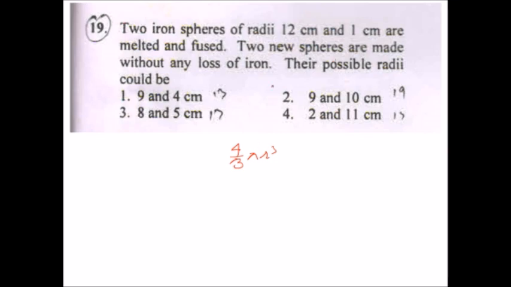In the first case, when you fuse these two spheres, the total volume will be 4 by 3 pi, taking it as common, then r1 cube plus r2 cube. Now that will be 12 cube plus 1 cube. When you add this up, you will get a value equal to 4 by 3 pi times 9 cube plus 10 cube. So the answer will be 2.